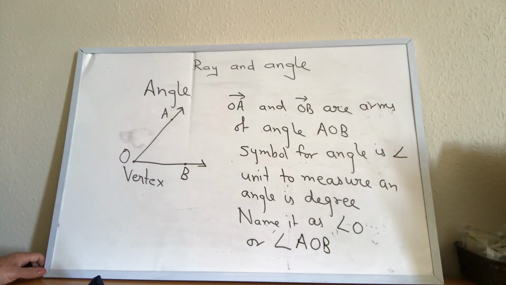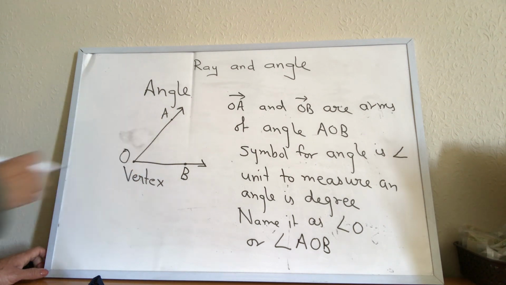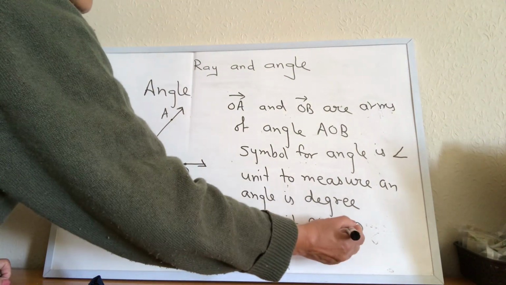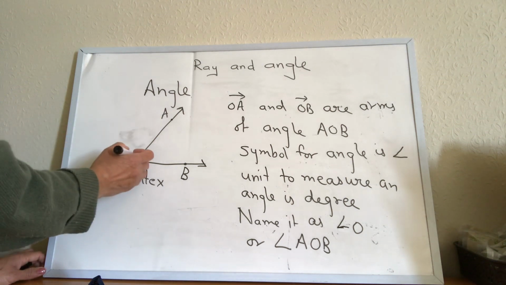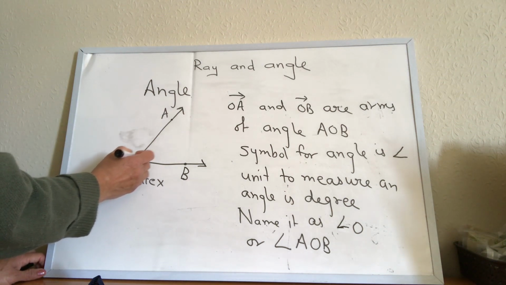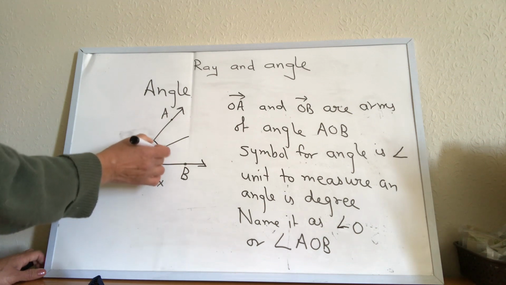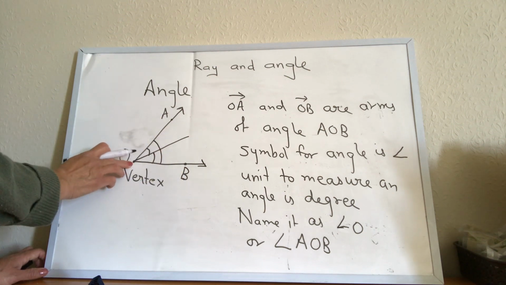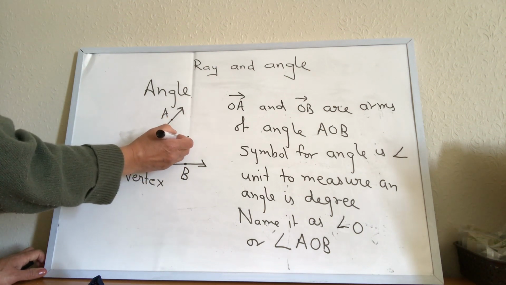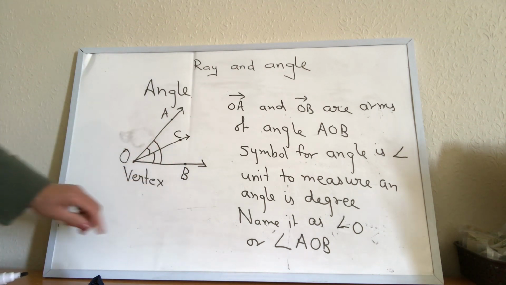to name the angle. Need to be careful when many angles are being formed at one place. Avoid using one letter because it will create confusion. So if so many angles are there, this can be O, this can be O, this can be O. So in such case, when you can see many angles at one vertex, better use three letters so that it's very clear which angle you are talking about.